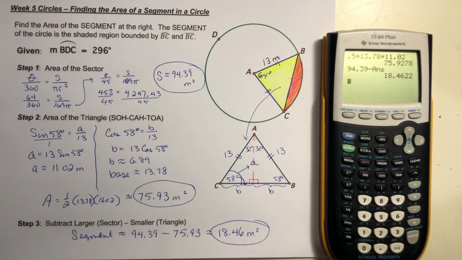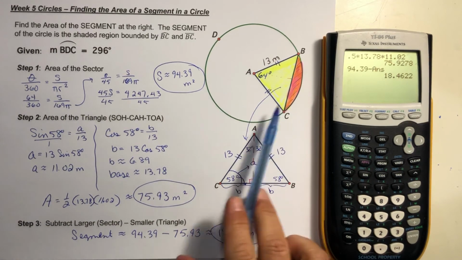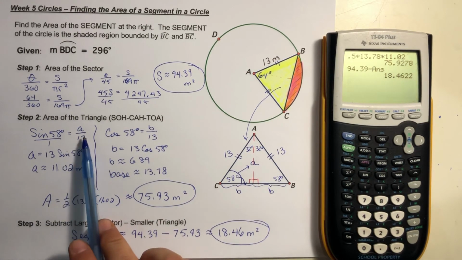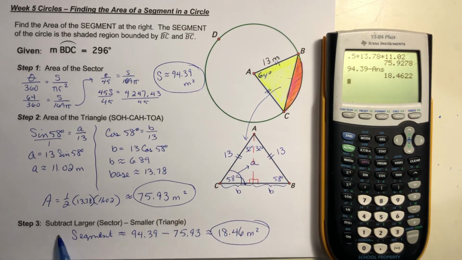In summary, ladies and gentlemen, find the area of your sector. Then your second step is going to be to use trigonometry to find the area of the triangle. And your third and final step would be to take the larger area, which is the sector area, and subtract the smaller area of the triangle from it.